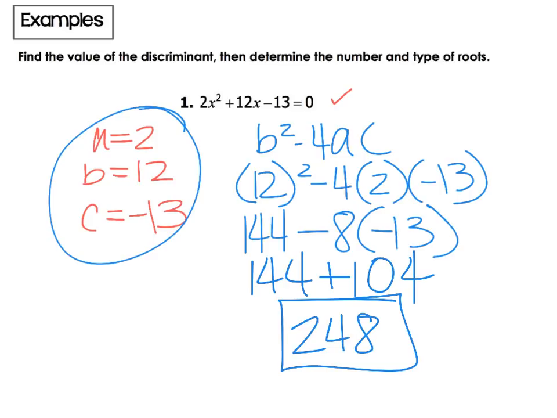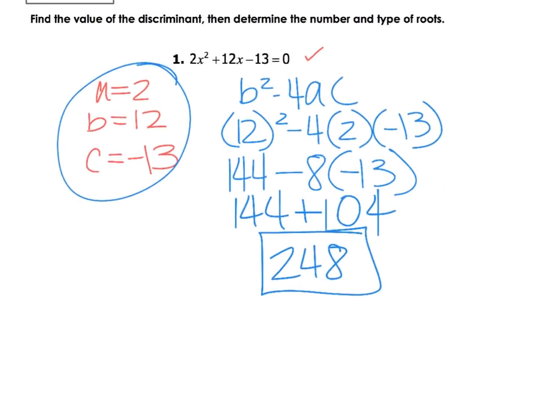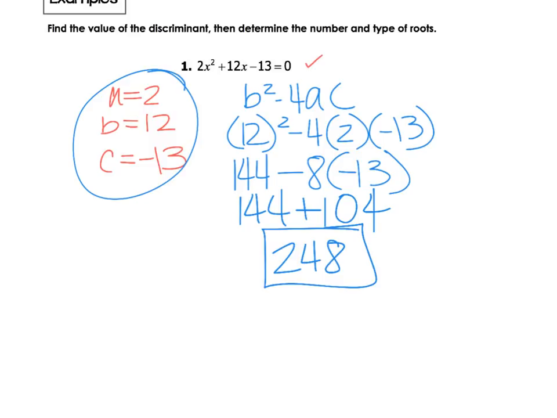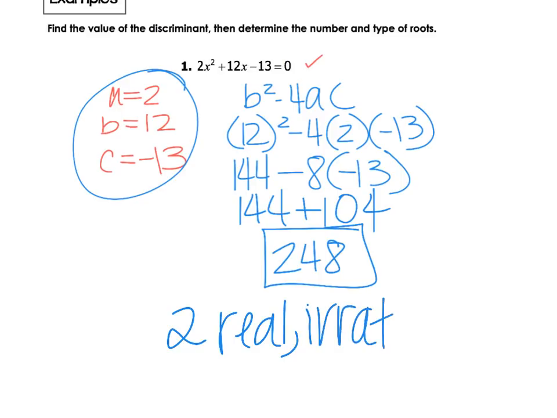Now 248 is positive, but it is not a perfect square. So that tells us, because our discriminant is greater than 0, it's positive, but it's not a perfect square, we are going to have two roots, and they are going to be real and irrational. So we are going to have two real irrational roots.